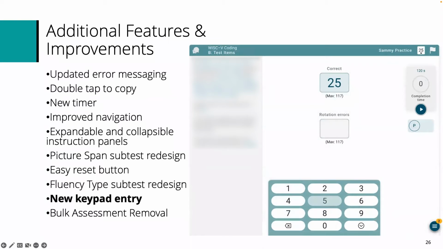There's also a new keypad feature here. So on the old app, the keypad would take over the entire screen. This didn't really make a lot of sense. So now there's a smaller keypad where you can mark your correct and incorrect answers for subtests like the coding and symbol search from the WISC.